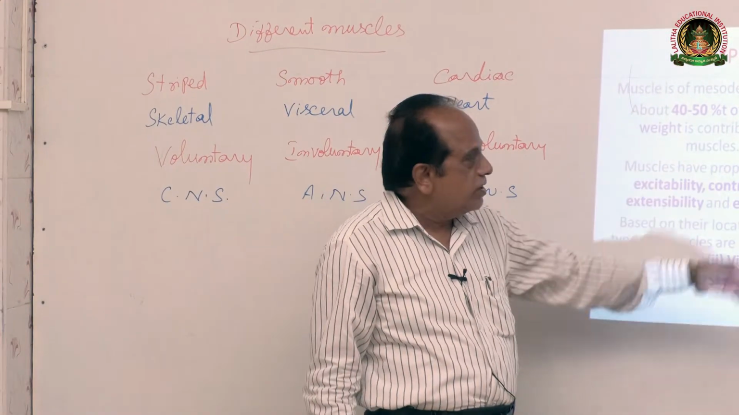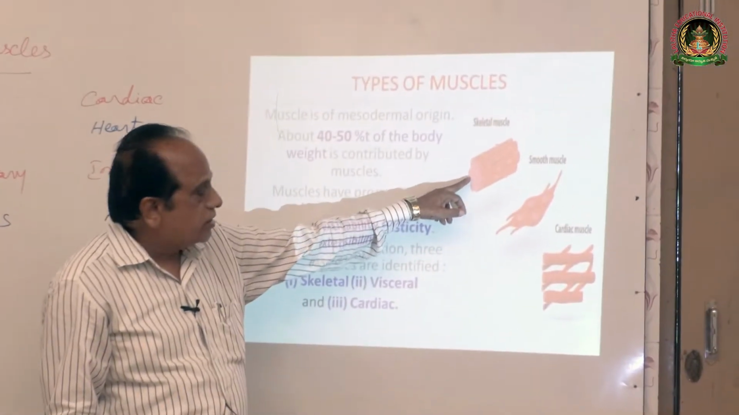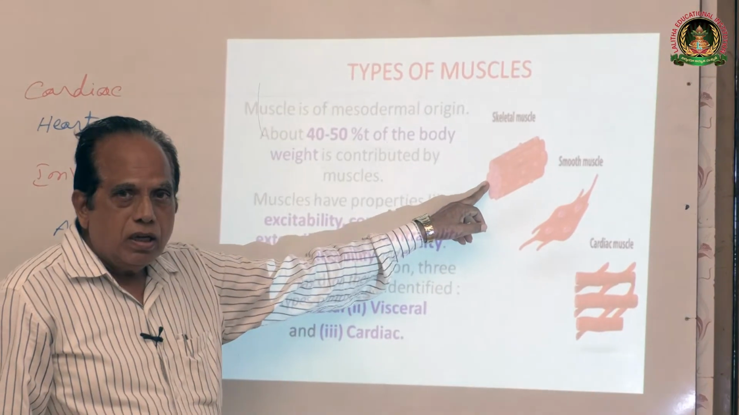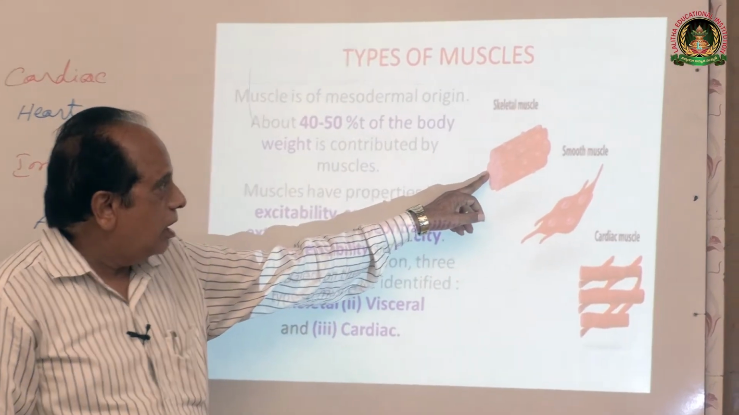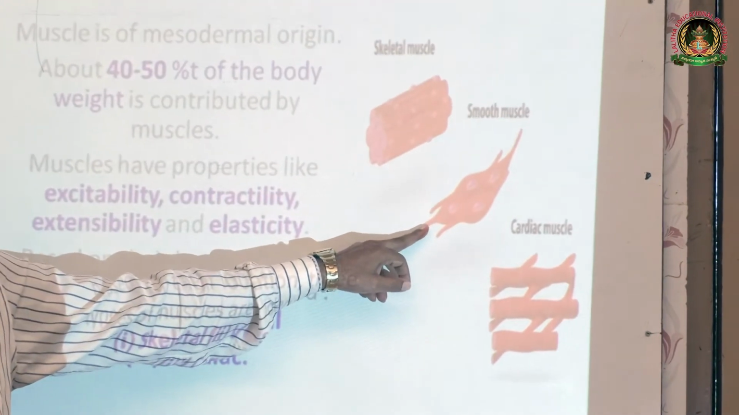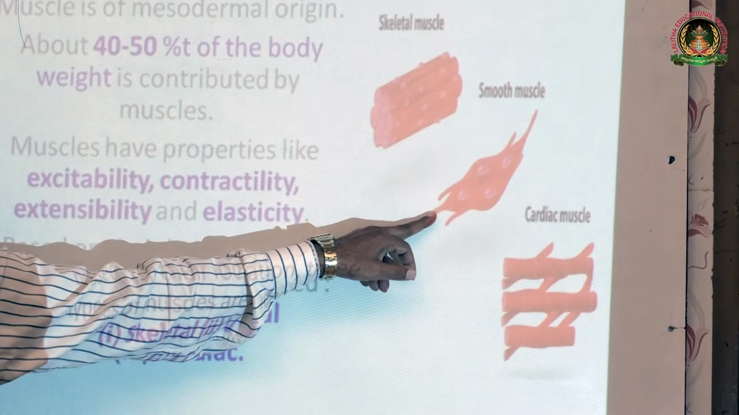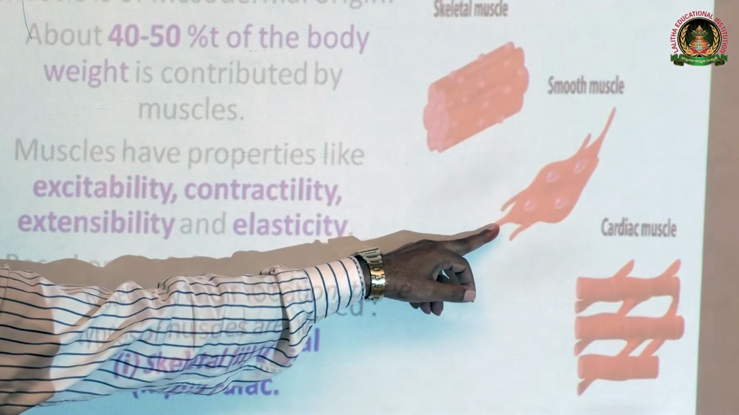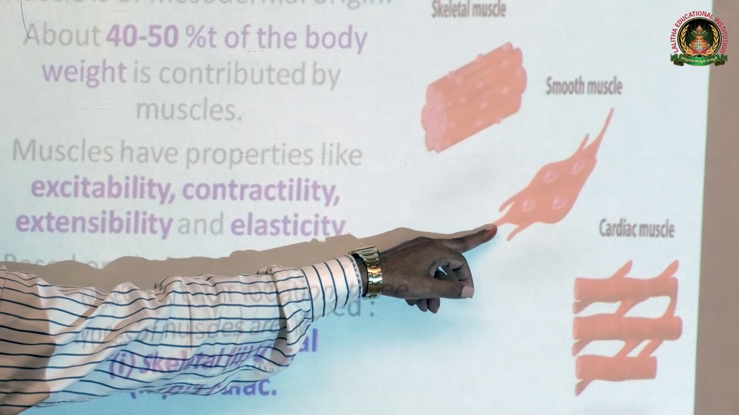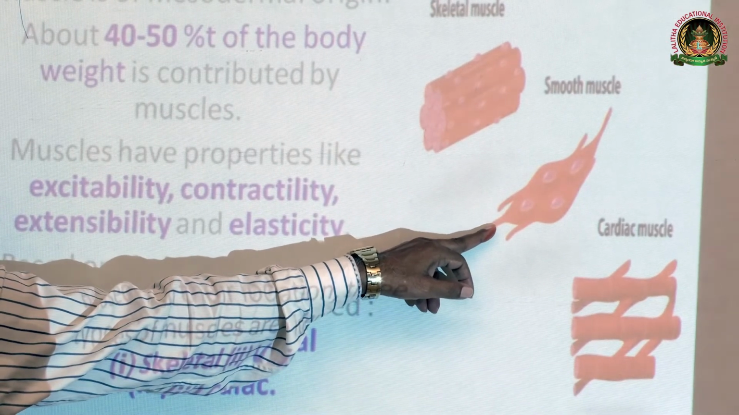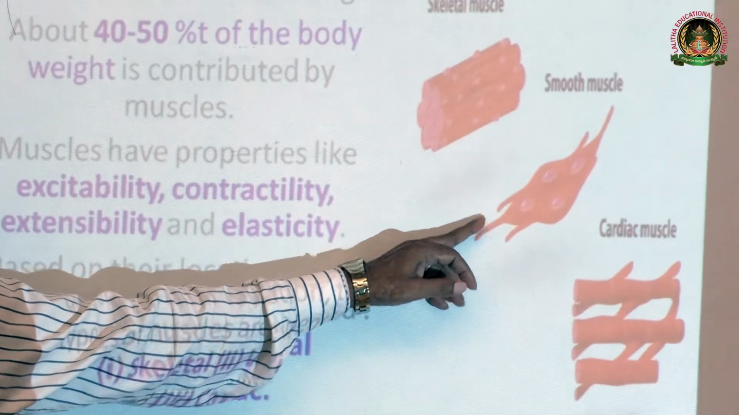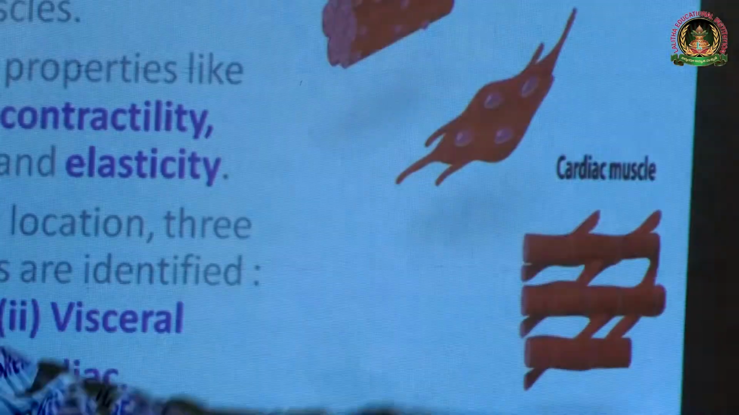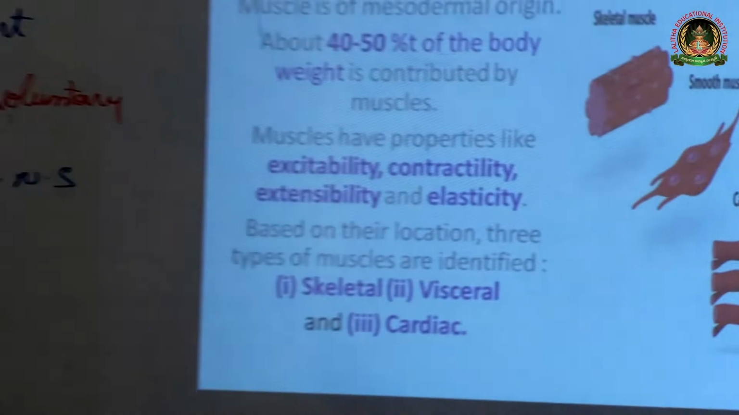So, here in the diagram you can see these are the skeletal muscles, otherwise referred to as striped or striated or voluntary muscles. These are the smooth muscles which are present in the internal organs like the wall of the gut, the wall of the uterus, the wall of the urinary bladder, the wall of the blood vessels, and so on. And these are the cardiac muscles present only within the heart of human beings.